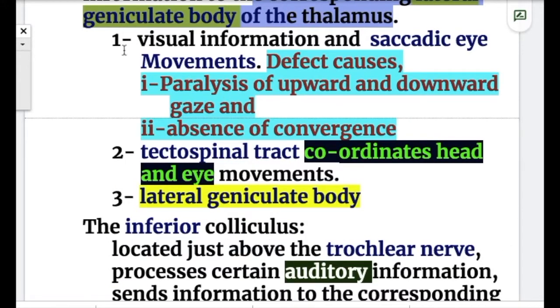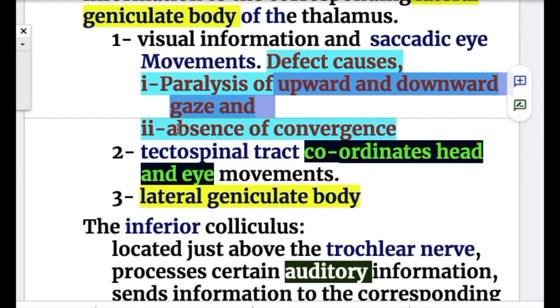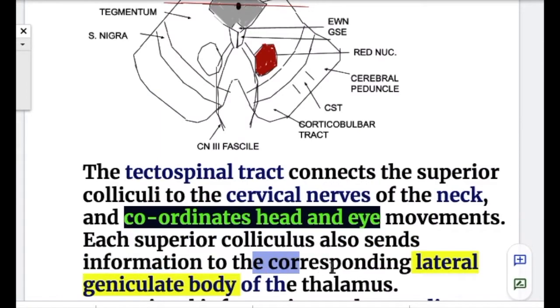So I summarize superior colliculus functions. Number 1, visual information and saccadic eye movements. A defect causes paralysis of the upward and downward gaze, and number 2, there is absence of convergence, and then the tectospinal tract coordinates head and eye movement, and number 3, it's connected to the lateral geniculate body of the thalamus.